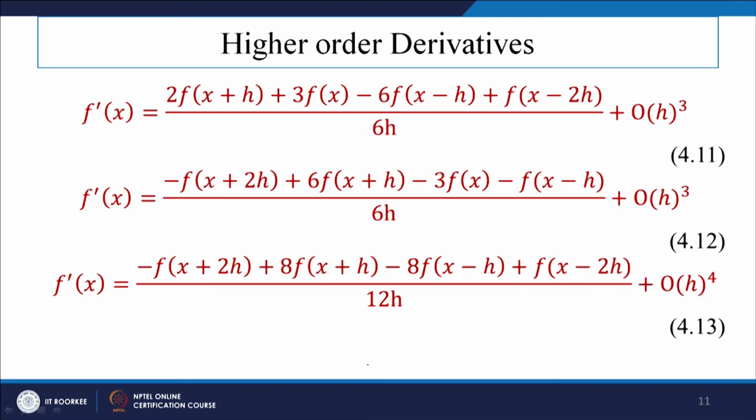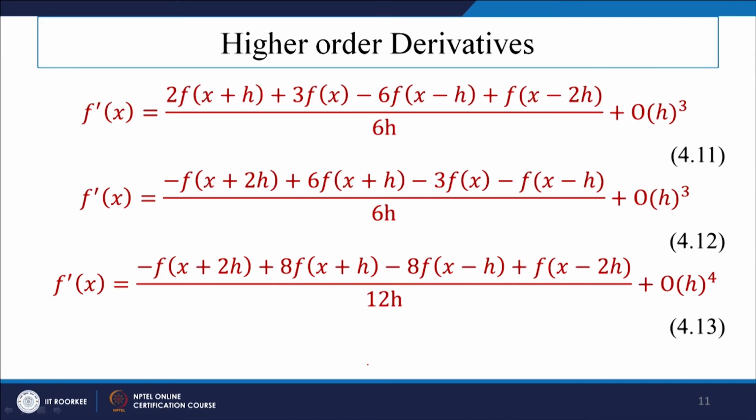So, if you go for higher order derivatives, then we can use f dash x as 2f(x plus h) plus 3f(x) minus 6f(x minus h) plus f(x minus 2h) by 6h. Sometimes it requires some backward approximations, some forward approximations, and if we want to combine all these and evaluate f dash x by considering all the data, which gives higher order accuracy compared to the earlier methods, then we can consider those methods.